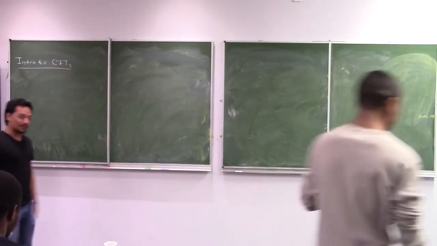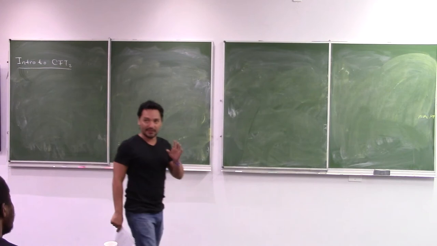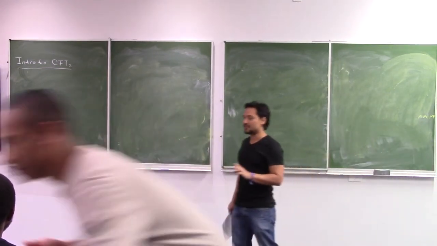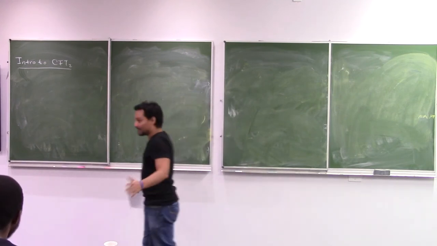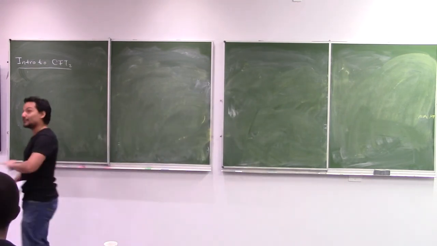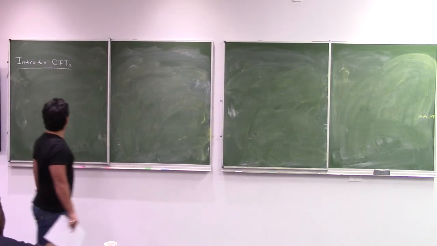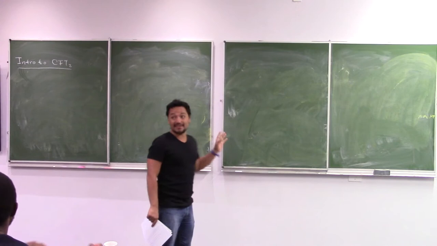I'm going to be talking to you about conformal field theories, and I will focus on two dimensions, because two dimensions has a lot of interesting features, and in particular, sometimes you can solve all the things, which is an amazing thing when it happens. And I'm going to be very, very basic about it, okay?